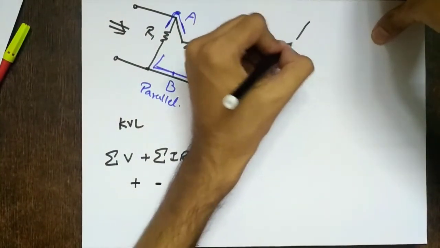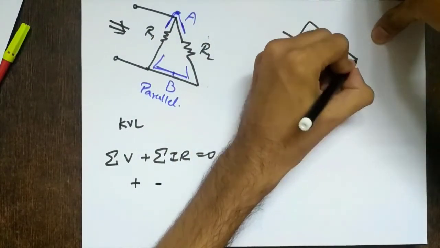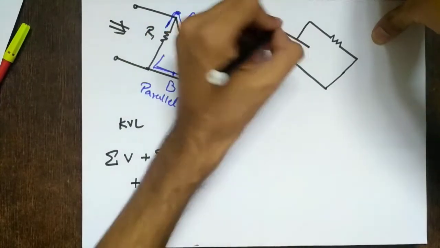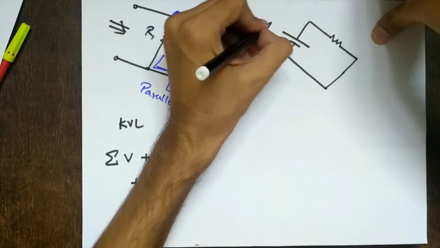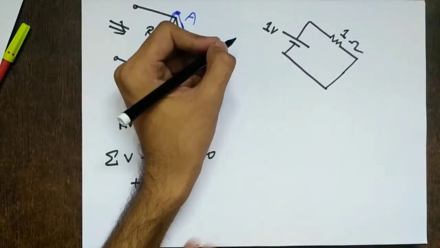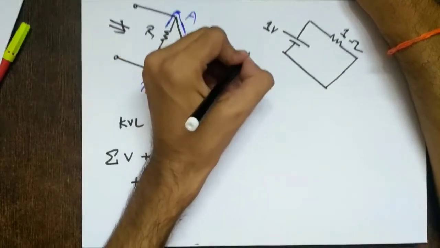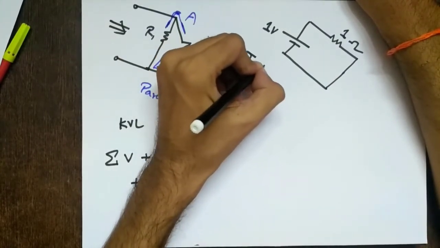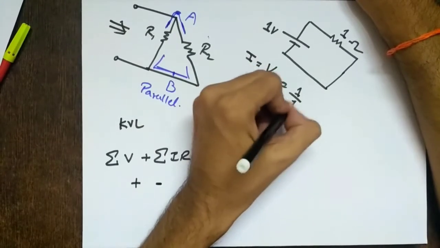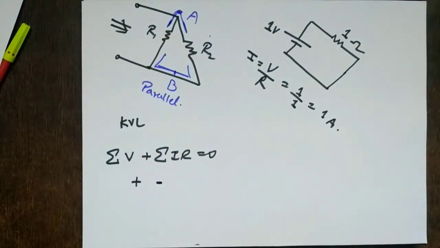So how to go about this? Let's take a simple example. I have a simple circuit of a 1 volt voltage source and a 1 ohm resistance. I want to find the current supplied by the battery. What is the simplest way you can solve this? You can use Ohm's law, V equals IR, so I equals V by R. So I is equal to how much? 1 by 1, which is 1 ampere, right?